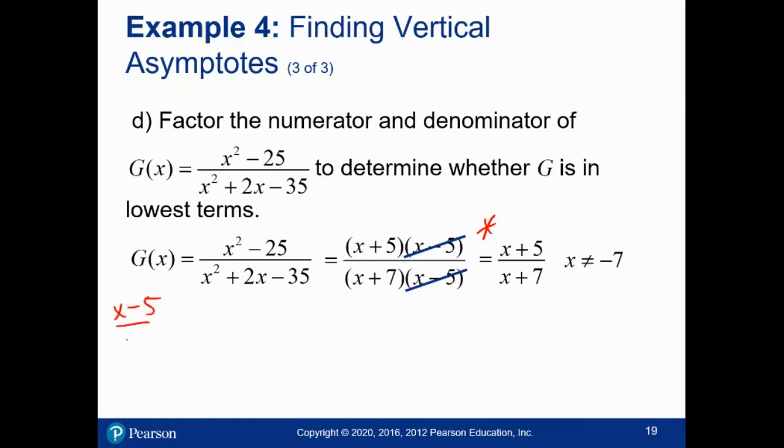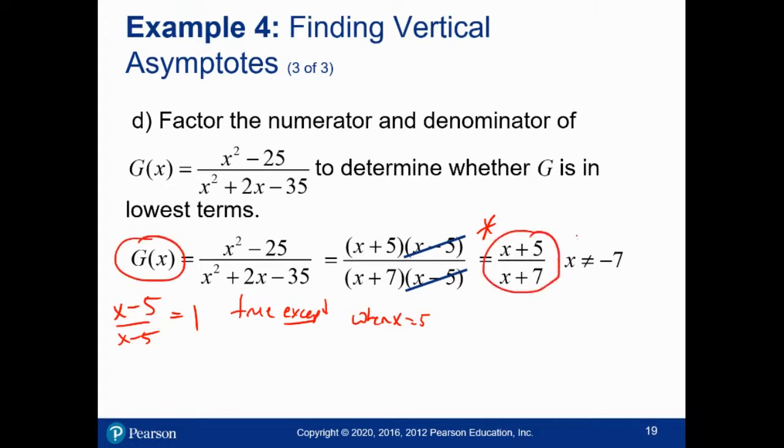Remember, when you cancel x minus 5 over x minus 5, you're saying this is equal to 1, so I don't need to bother writing it. That is true, except when x is equal to 5. Okay, so the function is equal to this as long as x isn't equal to 5. Otherwise, this step here would have been invalid. I can't cancel that off if x happens to be equal to 5. For any other value of x, this is fine.